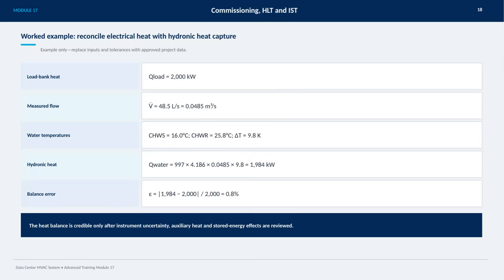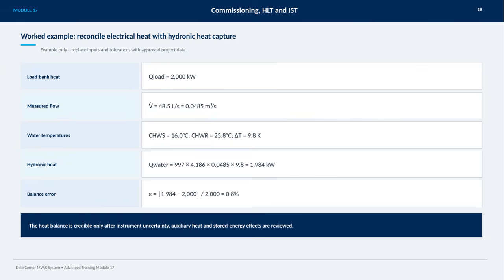Here we have a worked example showing how to reconcile electrical heat with hydronic heat capture in a data center MVAC system. Starting with the load bank heat, the electrical input is 2,000 kilowatts. The measured water flow rate is 48.5 liters per second, which converts to 0.0485 cubic meters per second. Moving on to water temperatures, the chilled water supply is at 16 degrees Celsius, and the return is at 25.8 degrees Celsius, giving us a temperature difference of 9.8 Kelvin.